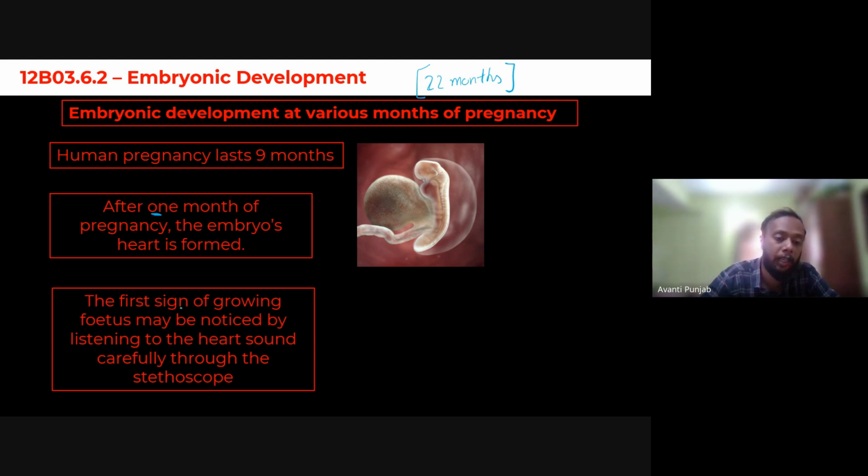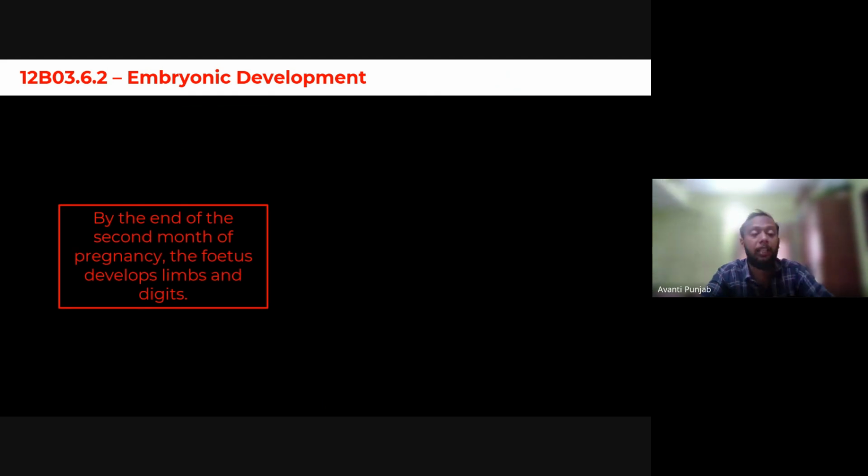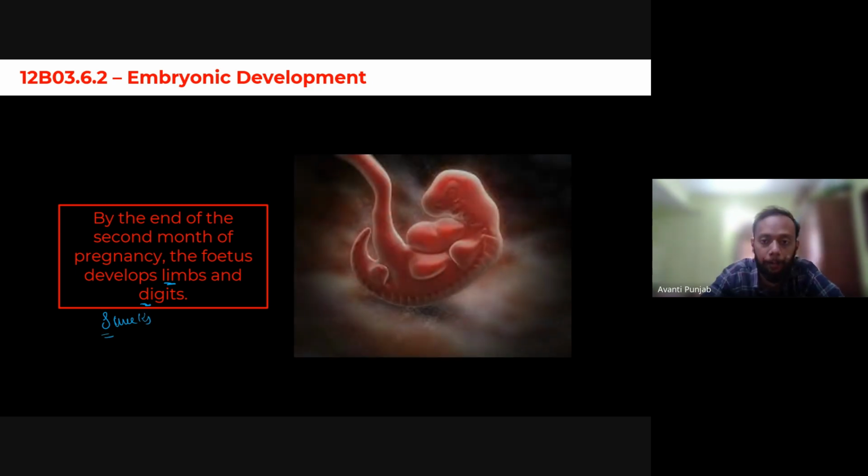Well, the first sign of growing fetus may be noticed by listening to the heart sound carefully through the stethoscope. One can actually listen to the heart of the embryo and you can actually see that it is growing. Right? By the end of the second month of the pregnancy, the fetus develops limbs and digits. So that's the second thing you will find happening, that you will be able to see the arms by the end of the second month. That also means after 8 weeks. So if second month is written, you know that's your 8 weeks. And after 8 weeks you will be able to see the limbs. That is what you will find over here.